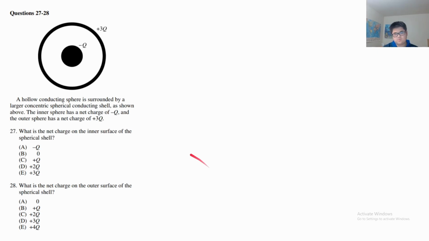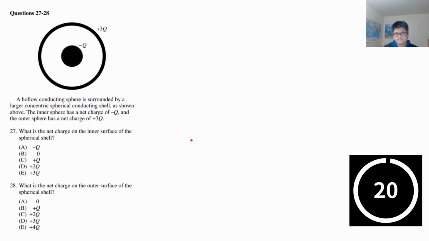I'll give you 20 seconds to read through this problem and I'll go over the answer.